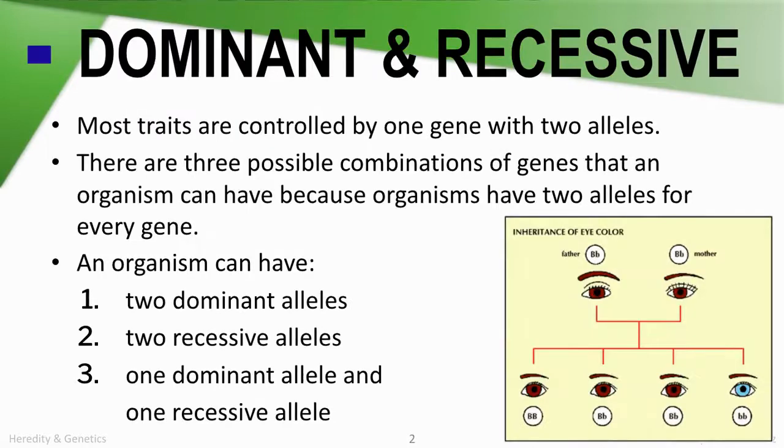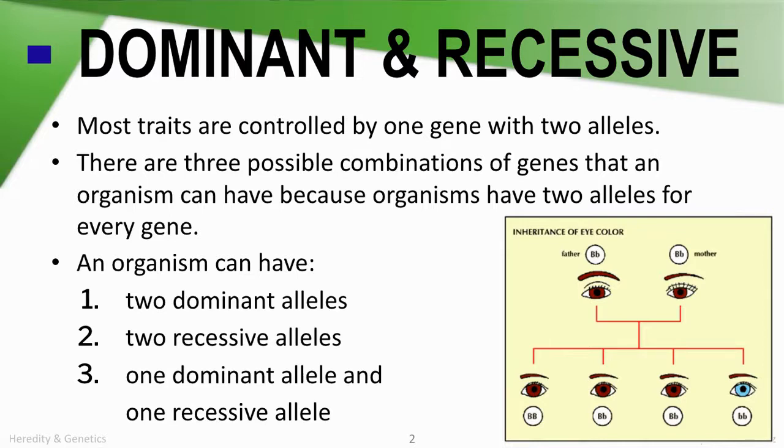Now, dominant and recessive. Most traits are going to be controlled by one gene with two alleles. There are three possible combinations of a gene that organisms can have because the organism has two alleles for every gene. Remember, alleles are just different types, different versions of the genes. You can have two dominant alleles, two recessive alleles, or one dominant and one recessive.